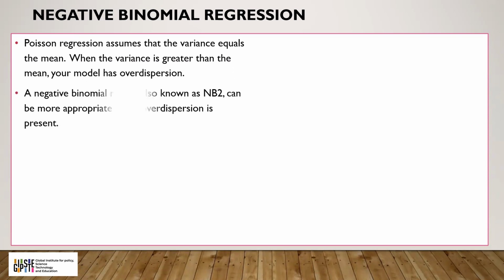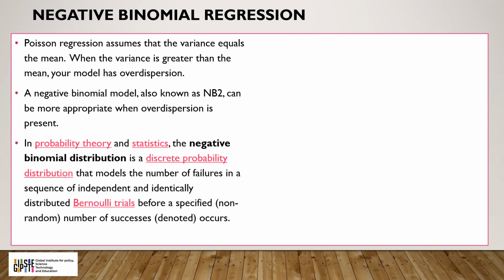So when the variance is greater than the mean, you cannot use Poisson regression. In this case, a negative binomial model could be the best fit, because a negative binomial model, also known as NB2, can be more appropriate when overdispersion is present. In probability theory and statistics, the negative binomial distribution is a discrete probability distribution that models the number of failures in a sequence of independent and identically distributed Bernoulli trials before a specified non-random number of successes occurs.